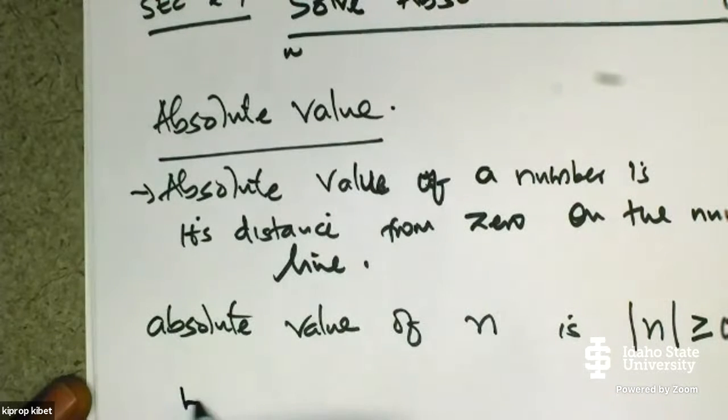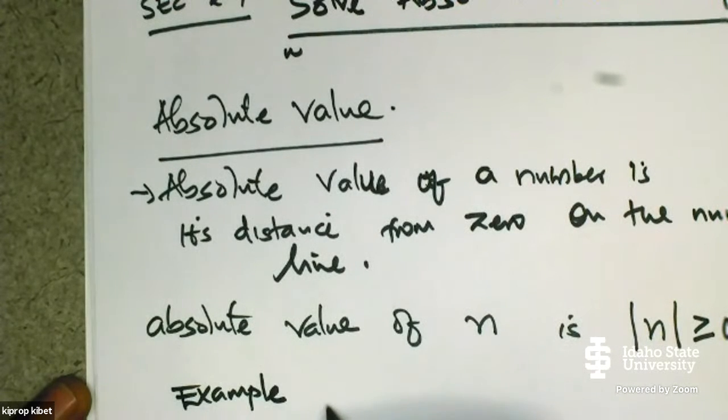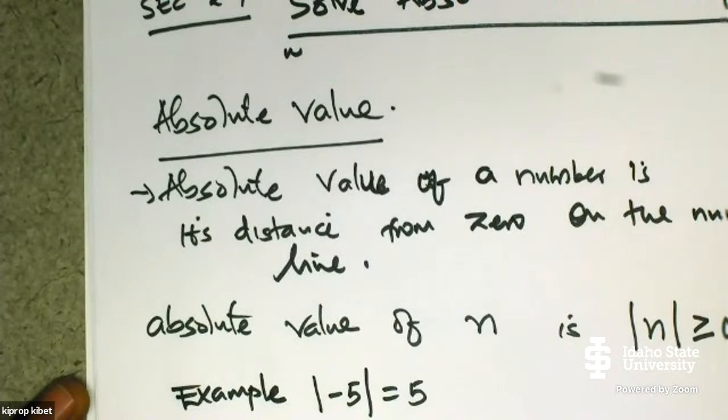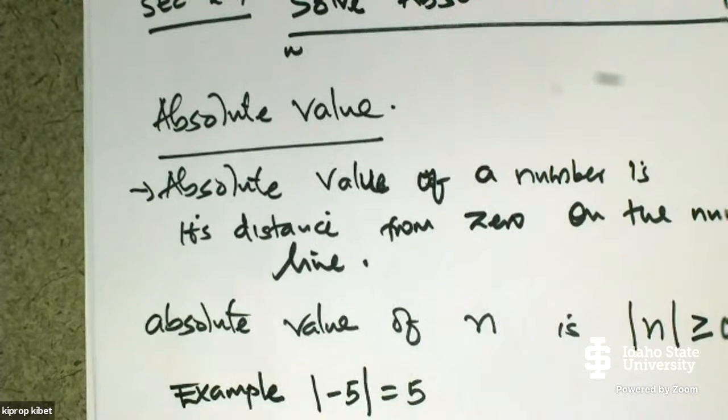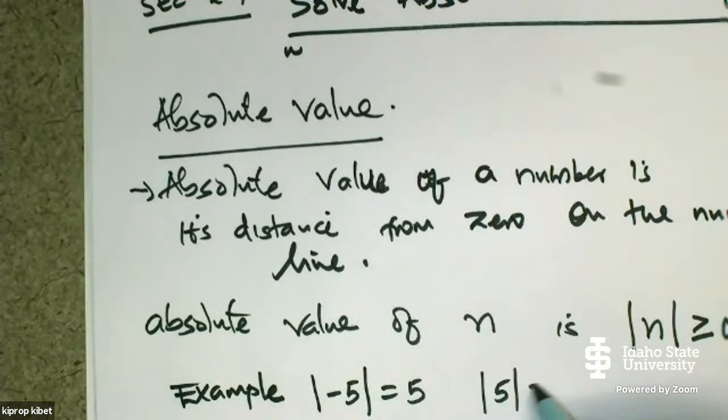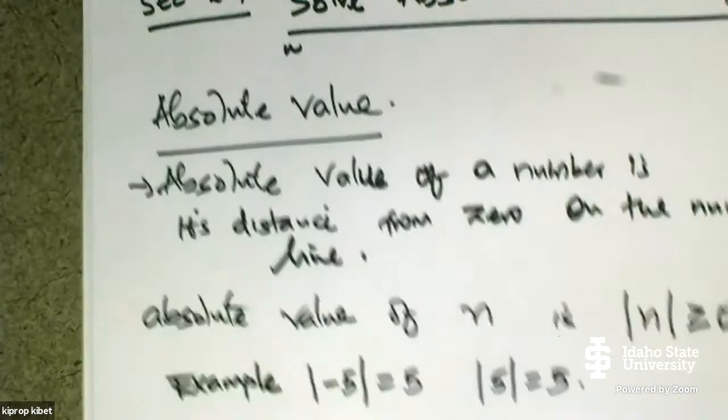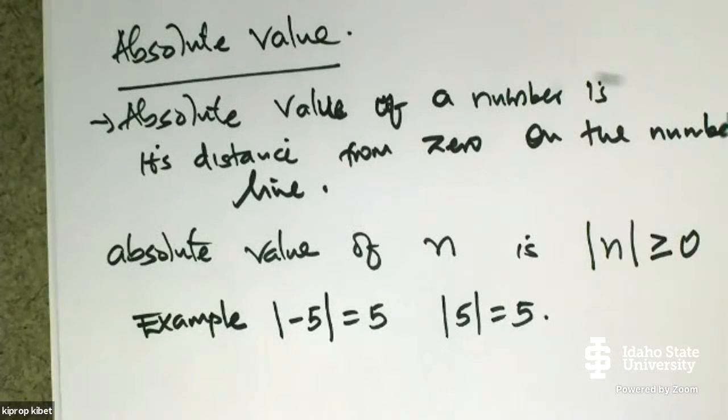So for example, the absolute value of minus 5 is always 5. So we check the positive one. The absolute value is not negative. It can be 0 or after 0. The absolute value of 5 is also what? The absolute value of 5 is 5.